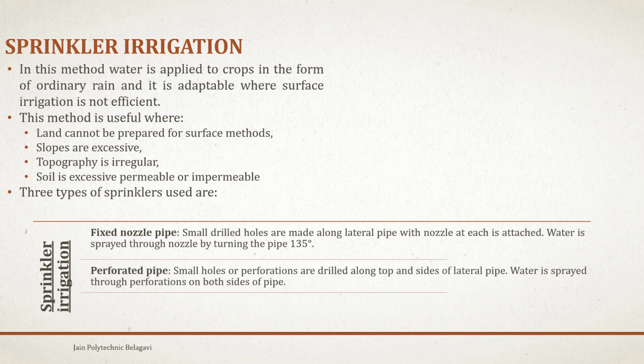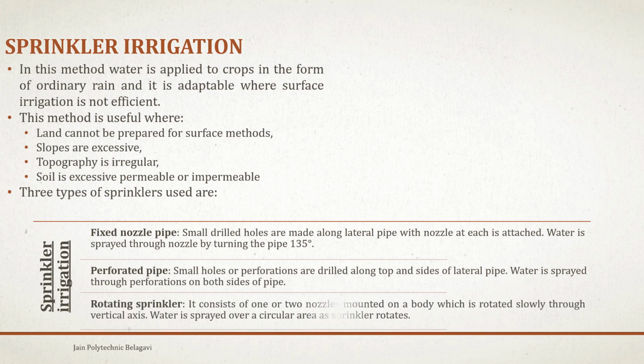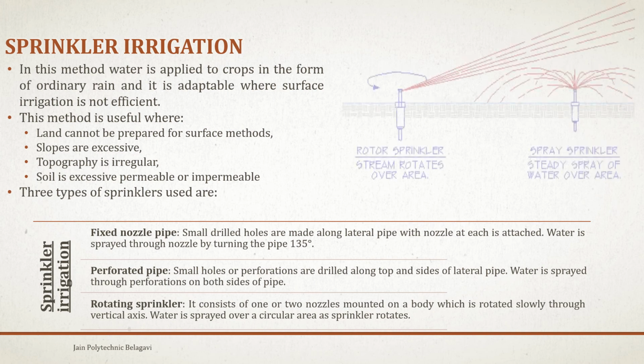Next, there is one more. It is the perforated pipe. These small holes or perforations are drilled along the top and sides of the lateral pipe, and water is sprayed through the perforations on both sides of the pipe. And the third one is the rotating sprinkler. It consists of one or two nozzles mounted on a body which is rotated slowly through a vertical axis. Water is sprayed over a circular area as the sprinkler rotates.